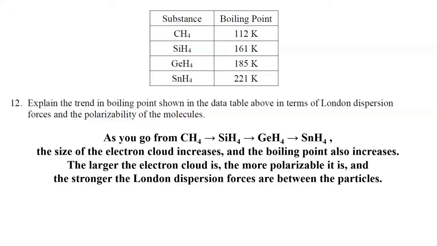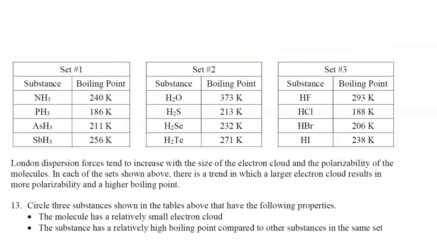As we transition from question 12 to question 13, we have to pay close attention to certain molecules that are going to break the trend or the pattern. So London dispersion forces tend to increase with the size of the electron cloud and the polarizability of the molecules. So in each of the sets shown above, there is a trend in which a larger electron cloud results in more polarizability and a higher boiling point.